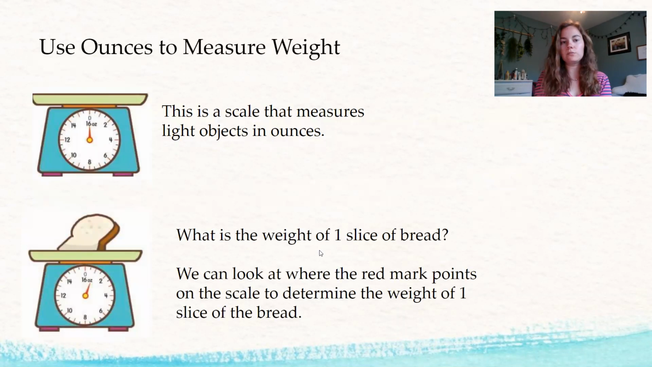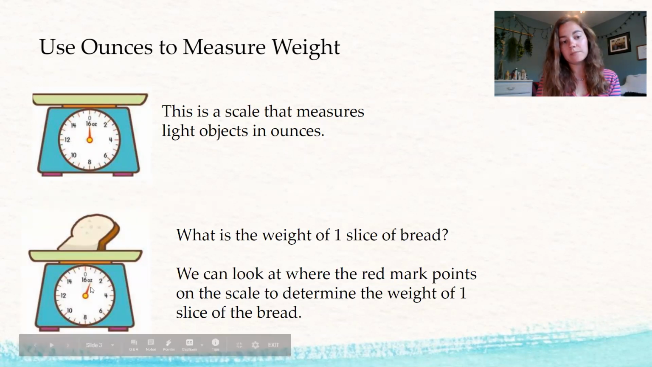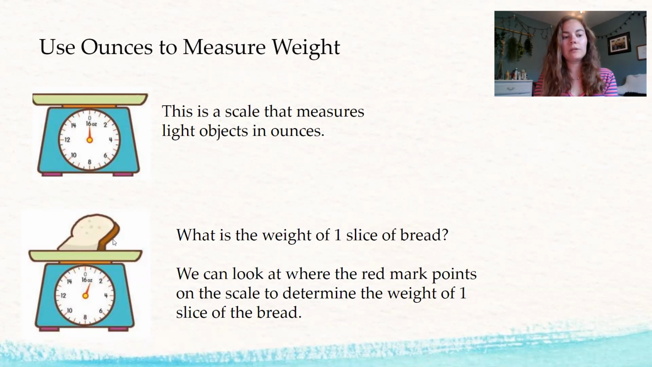What is the weight of 1 slice of bread? So let's look at this scale. We have a piece of bread here, and we're going to look at where this red mark points us to. So it's not at the 0, it's not at the half. To me, it looks like it's right at this 1 ounce mark. So 1 piece of bread is about 1 ounce.